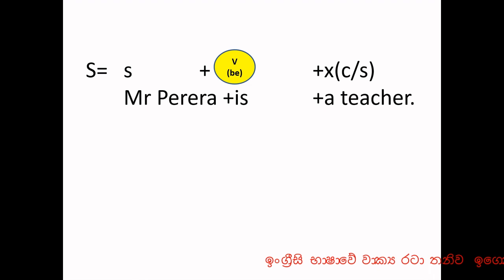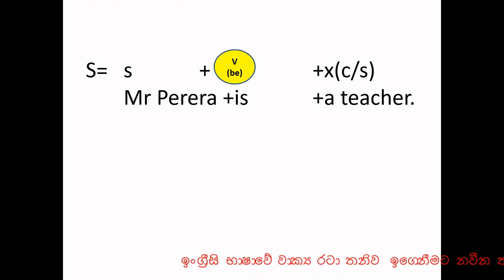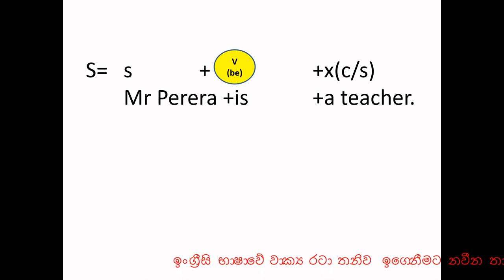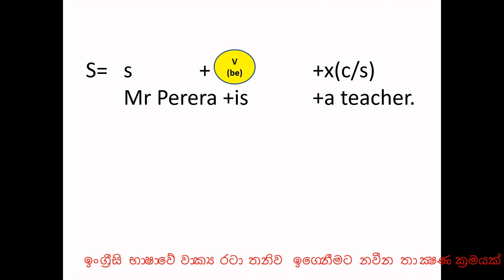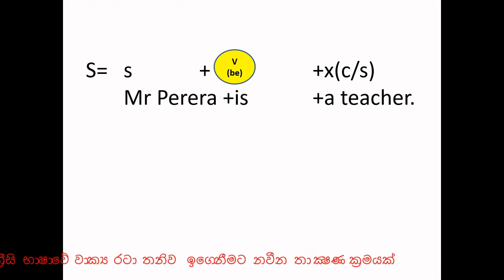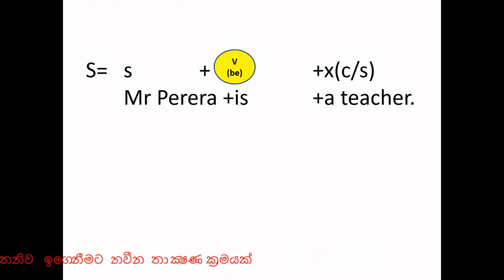So here you can see the symbol X within brackets C, because that is a complement. X is now a complement of the subject. It is not an X unit. It is, therefore, remember that with be verb sentences you don't get any X units, but you get only what you call XC, complement. X is only the complement of the subject. So we get Mr. Pereira is a teacher.